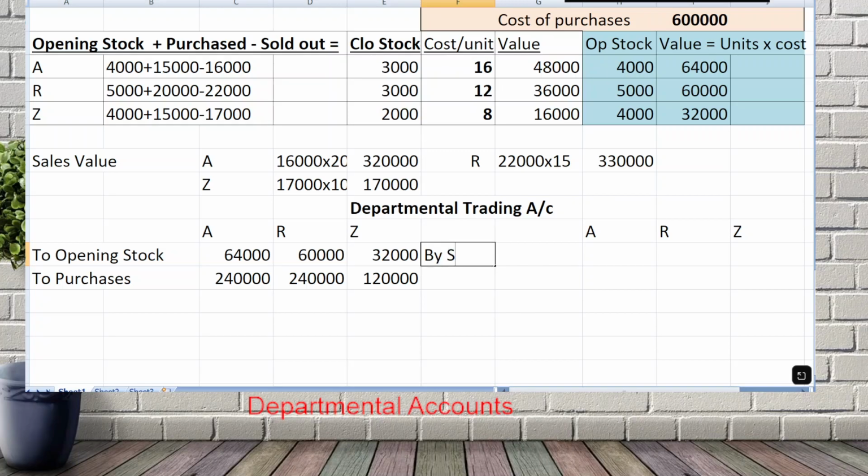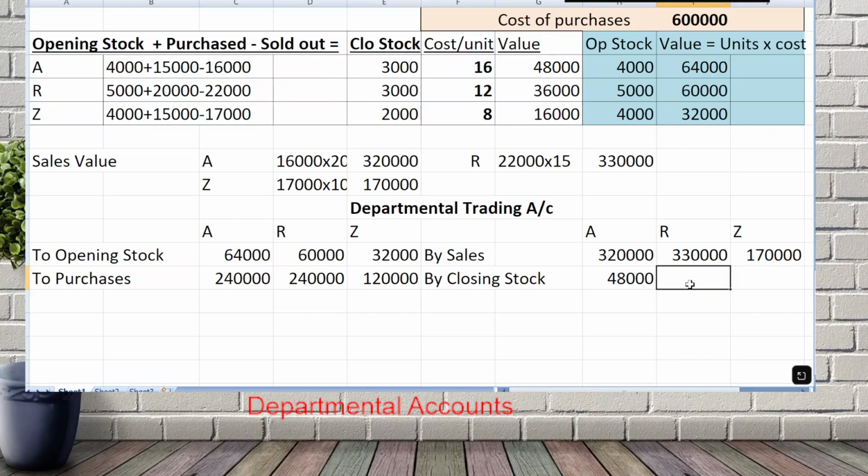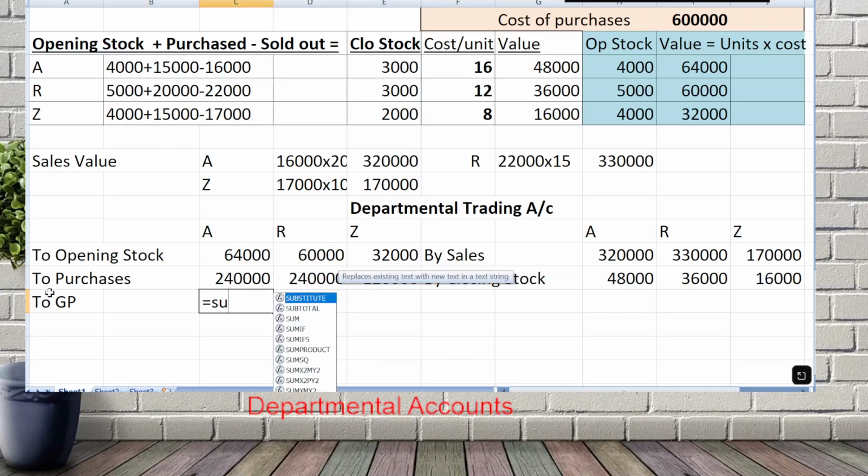By sales, also we worked out at the end. This 3,20,000, 3,30,000 and what? 1,70,000. No direct expenses. Closing stock. What is the closing stock value? 48,000, 36,000 and what? 16,000. That is your closing stock value. Tally it, and gross profit will come as the balancing figure.